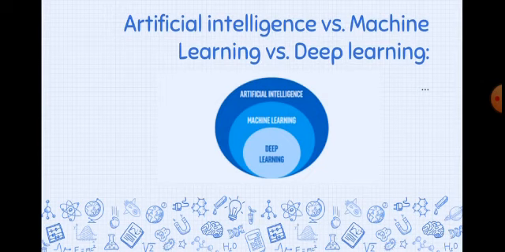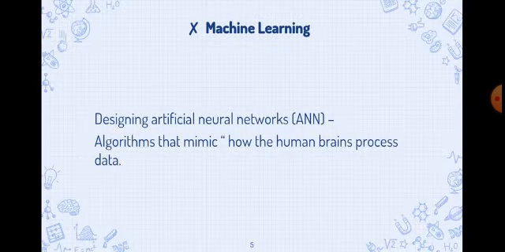Now, artificial intelligence can be divided into two parts: machine learning and deep learning. Machine learning is when you give an AI a command, it performs a function by doing some algorithmic thinking and perception, which comes in the common programming of AI. It's just how the human brain processes data.